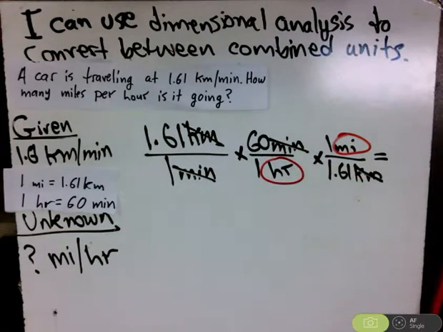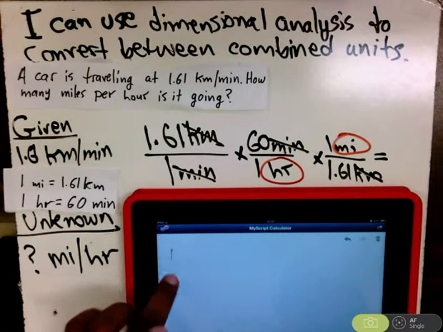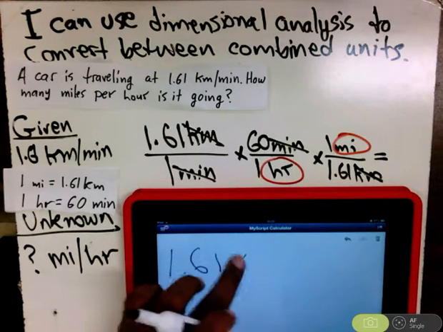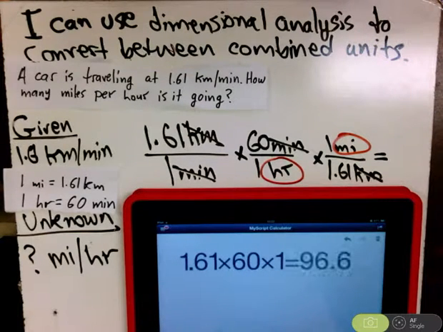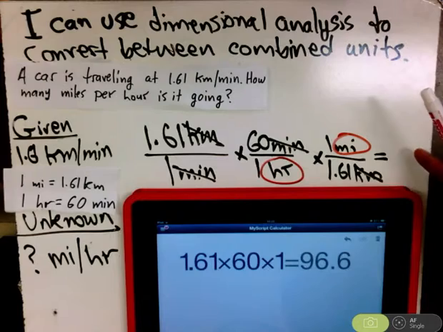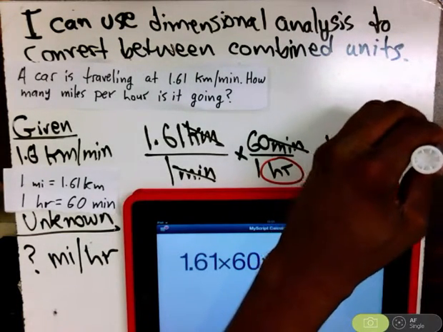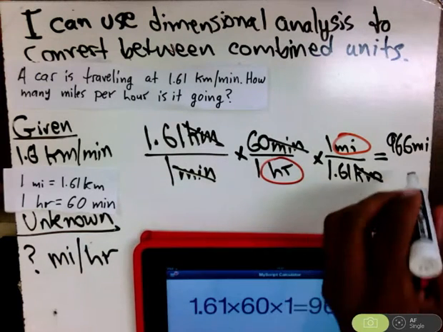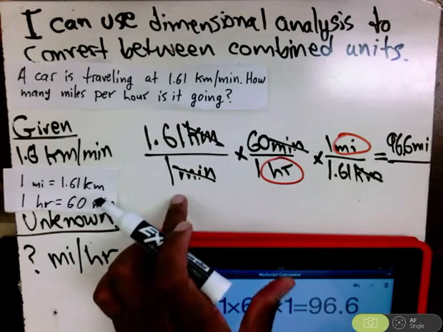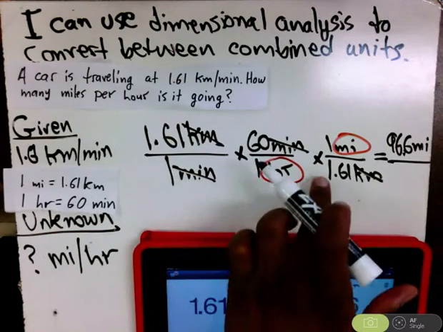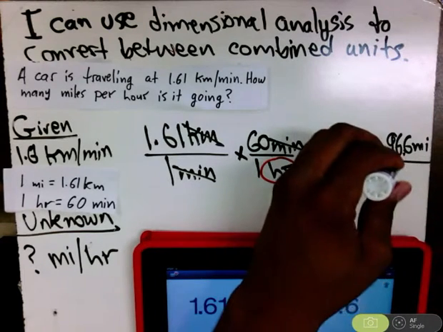And my next step is to multiply my fraction together. I have 1.61 times 60 times 1 mile. And that's going to equal 96.6 miles. Now I multiply across the bottom. 1 times 1 hour times 1.61 is equal to 1.61 hours.